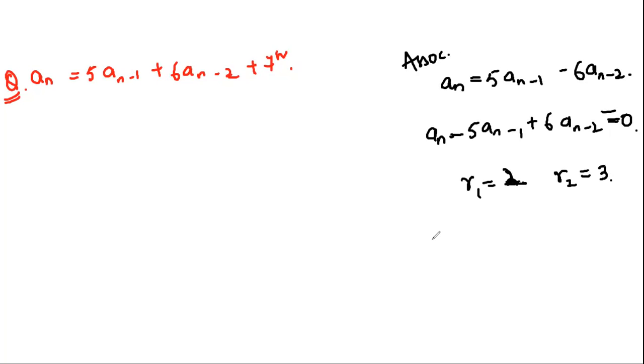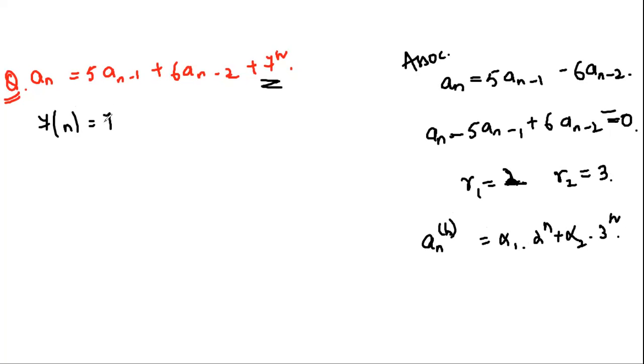Okay. So our a_n^(h) will be alpha 1 into 2^n plus alpha 2 into 3^n, where alpha 1 and alpha 2 are constants. Now we have f(n) given as 7^n. Let me just write f(n). f(n) is given as 7^n, and we need a trial solution.